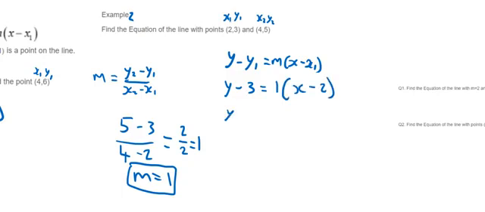Then I can multiply out the brackets on the right hand side. I'm getting x minus 2 because 1 multiplied by x is x, 1 multiplied by minus 2 is minus 2, and I just bring down the y minus 3 on the left hand side.